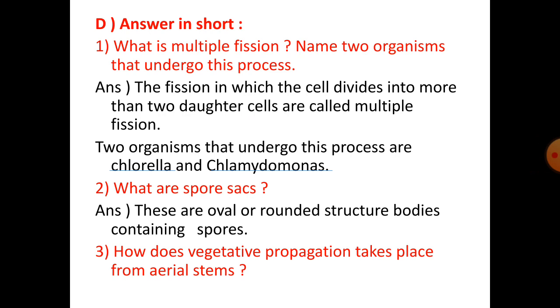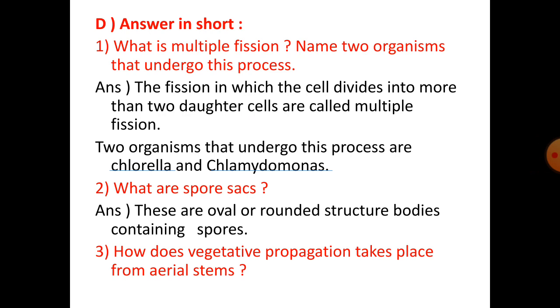The fission in which a cell divides into more than two daughter cells is called multiple fission. Two organisms that undergo this process are Chlorella and Chlamydomonas. You will underline them separately. Number 2 question. What are spore sacs? These are oval or rounded bodies containing spores.